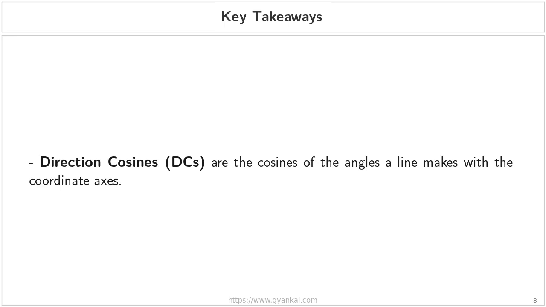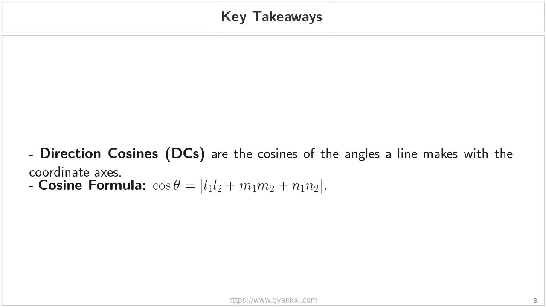First, remember that direction cosines, or DCs, are simply the cosines of the angles that a line makes with the positive x, y, and z coordinate axes. As we discussed in the second slide, these values are incredibly useful because they represent a unit vector. Second, let's review our primary tool, the cosine formula. To find the acute angle theta between two lines, you use the formula cosine theta equals the absolute value of L1 times L2 plus M1 times M2 plus N1 times N2. Just a reminder from our earlier slides, always use that absolute value to ensure you are calculating the acute angle.